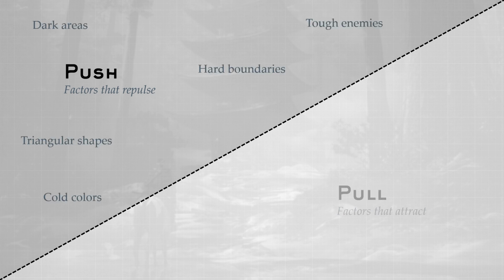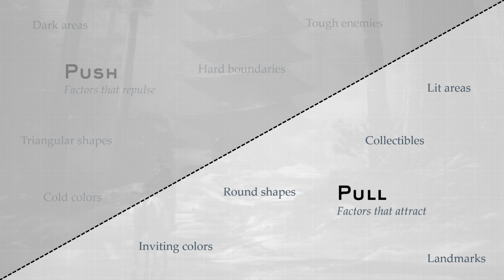For example, on the push side we could think of dark areas that you might not want to go to, hard boundaries, so generally where you just can't go in the level, way too difficult enemies. We already talked about triangular shapes and cold colors that can play a role with their emotional associations. And then on the pull side, it's more or less the opposite. We can have well-lit areas that attract, landmarks obviously, round shapes and inviting colors, or we could use techniques like breadcrumbs, so a trail of collectibles to pull the player towards it. Here it's very important to note that these are no fixed categories, so you can't say that a specific technique like round shapes always falls into the pull category.